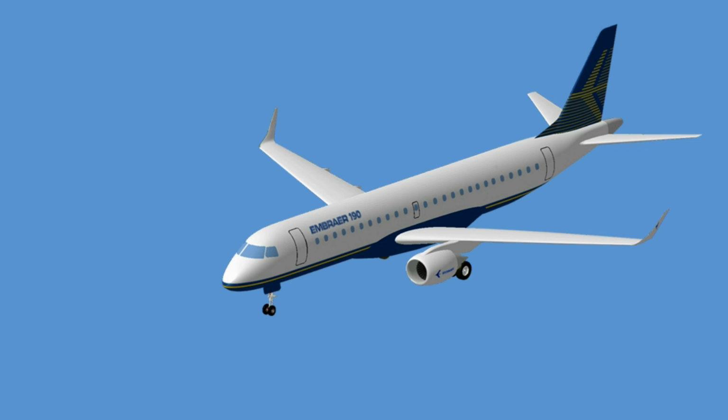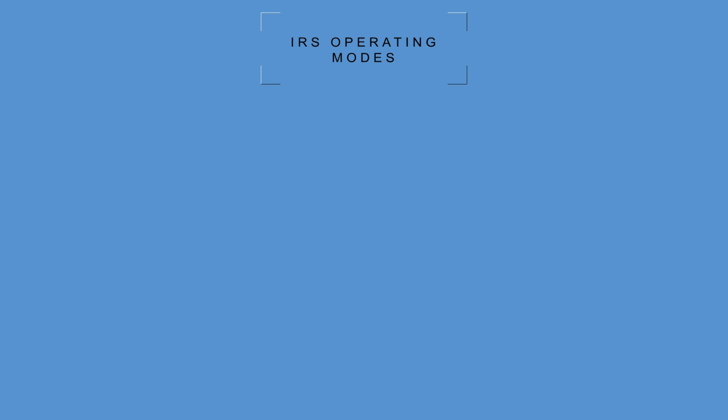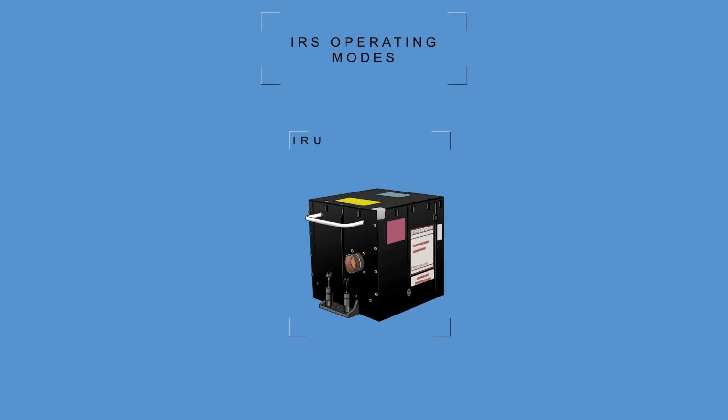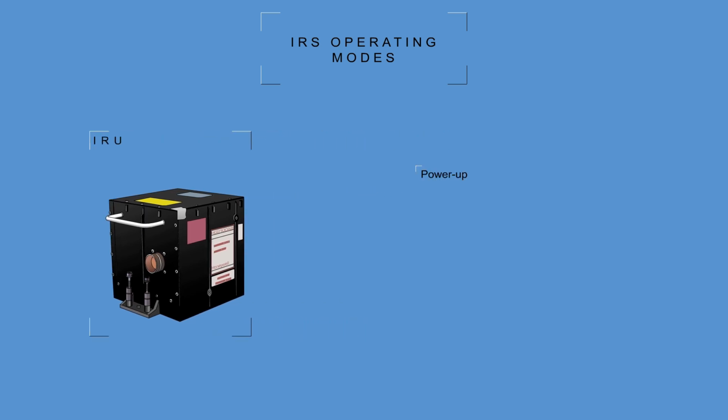Inertial Reference System, IRS. The IRS provides the pilots with accurate and dependable attitude, heading, and position information to aid in navigation. IRS operating modes. The Micro IRU has the following operational modes: Power Up, Alignment, Stationary Alignment, Align in Motion, Auto Realign, Navigation, Attitude, Reversionary, Align in Motion, End of Flight.